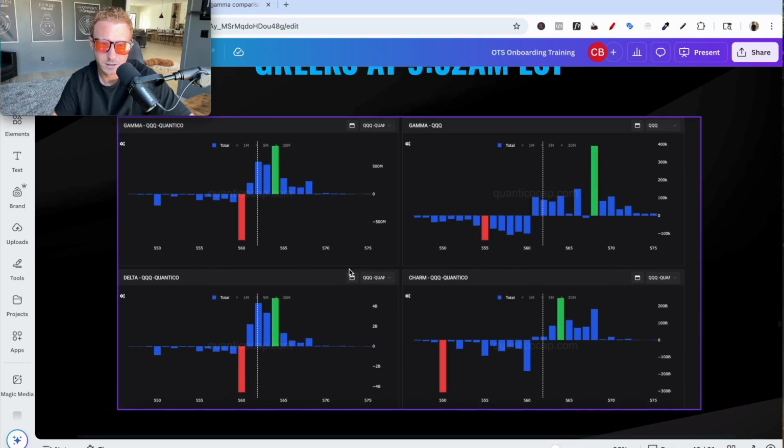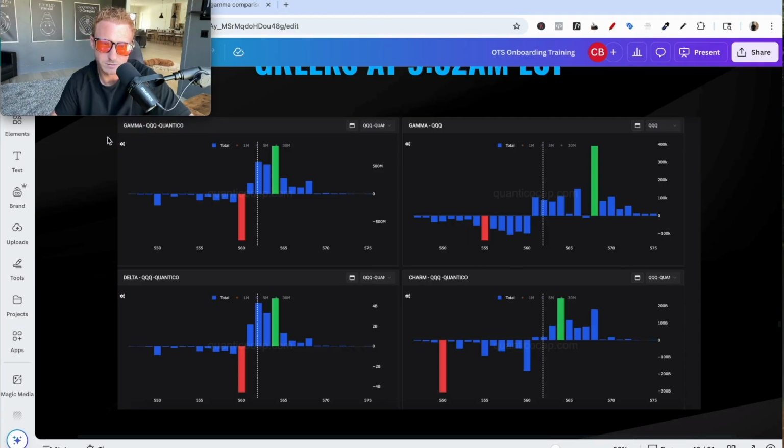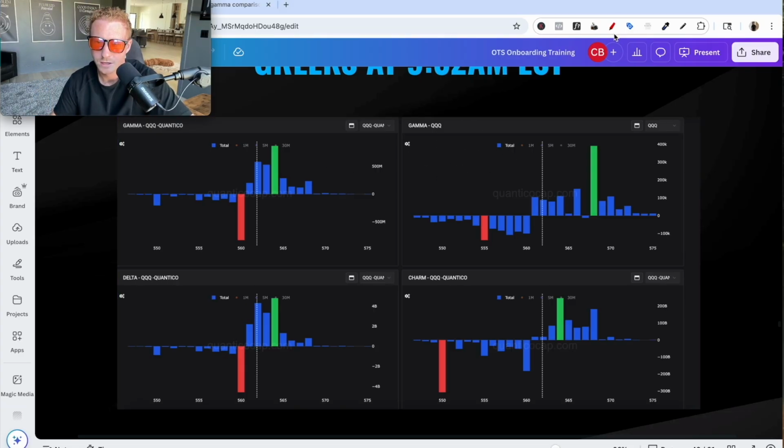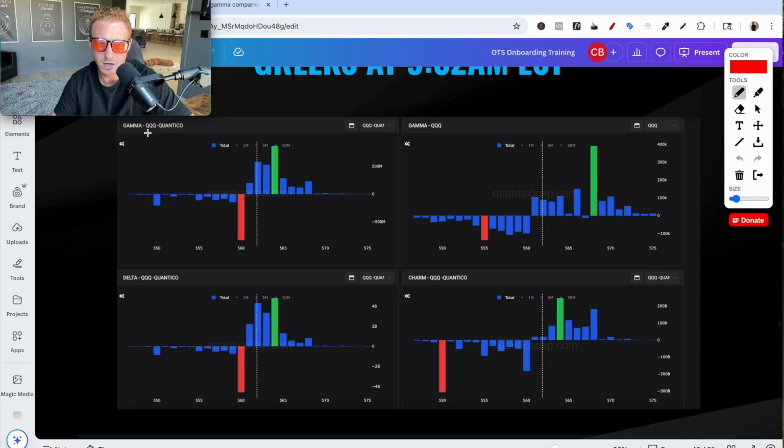We have gamma right here. This is the Quantico gamma, and I'll explain what this means, but then we also have gamma right here. This is like the regular gamma. Quantico, the software I use, has their own gamma. I don't really know how to explain it, but you essentially want to look at both of these. What they do is they find the median of the bars versus the average. It's something like that, but essentially you want to look at both. So for example, where's the biggest gamma bar?